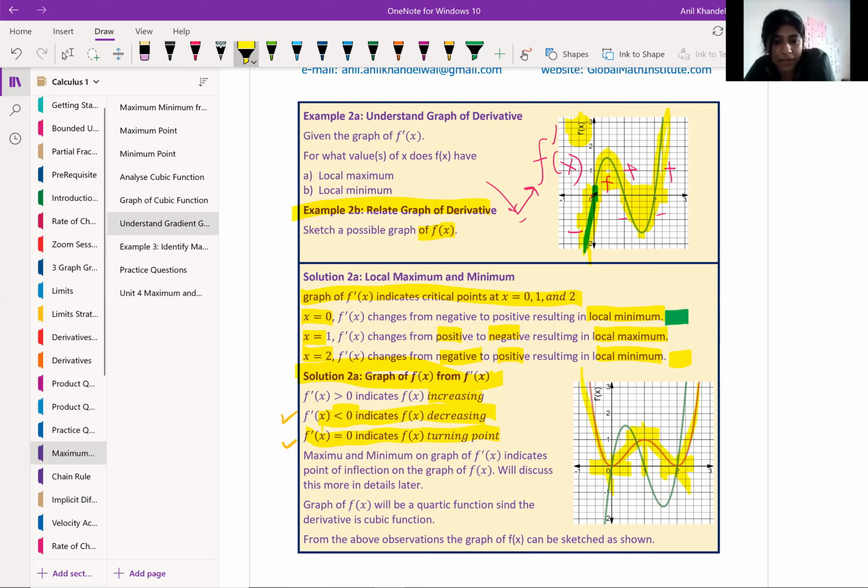Maximum and minimum on the graph of f prime x indicates a point of inflection on the graph of f of x. Because on the graph of f prime x, you will see that we have these two maximums. The derivative has reached the maximum limit, right? It really means the rate of change is maximum. So that rate of change, which is maximum, is showing here, and this maximum value corresponds to that point.